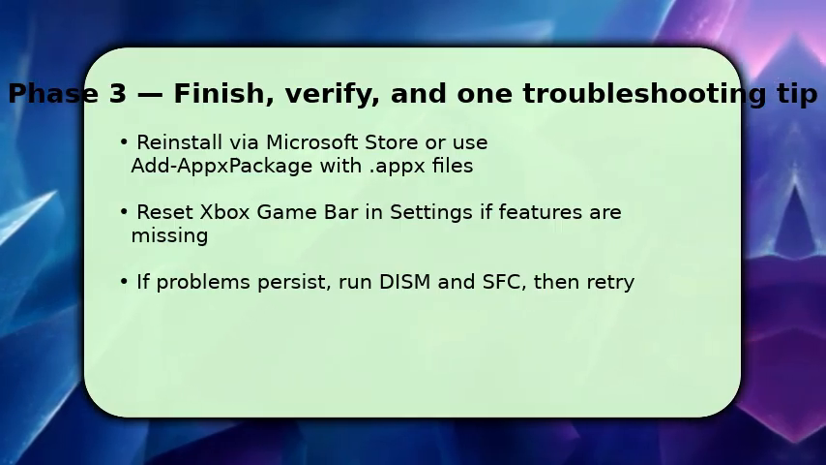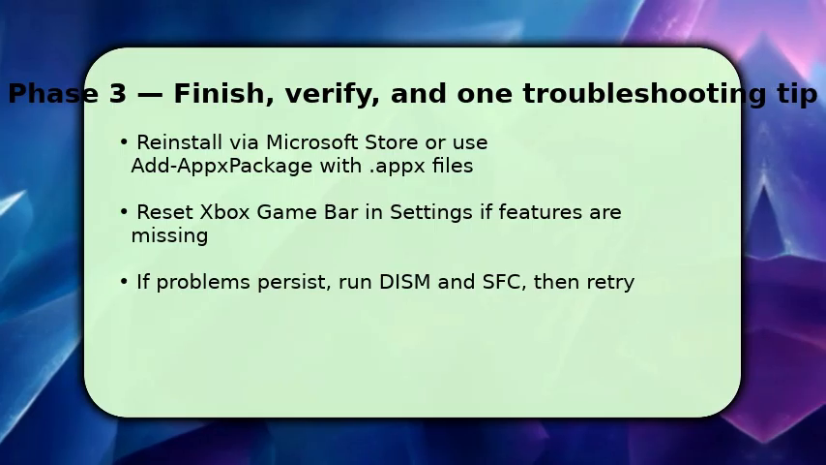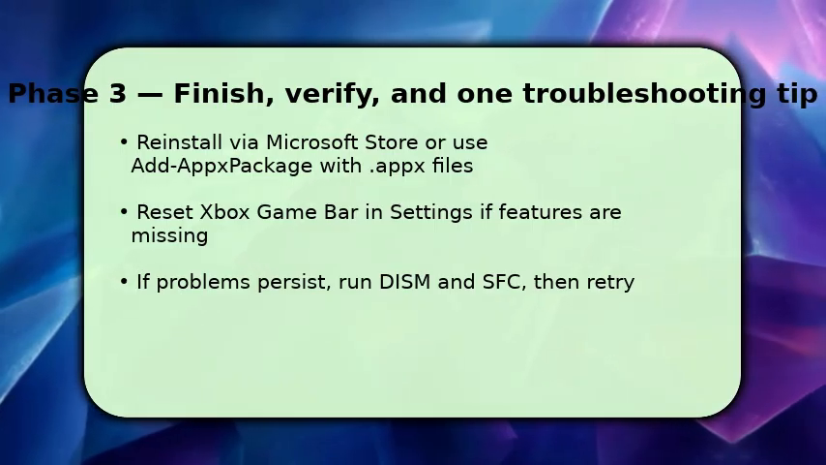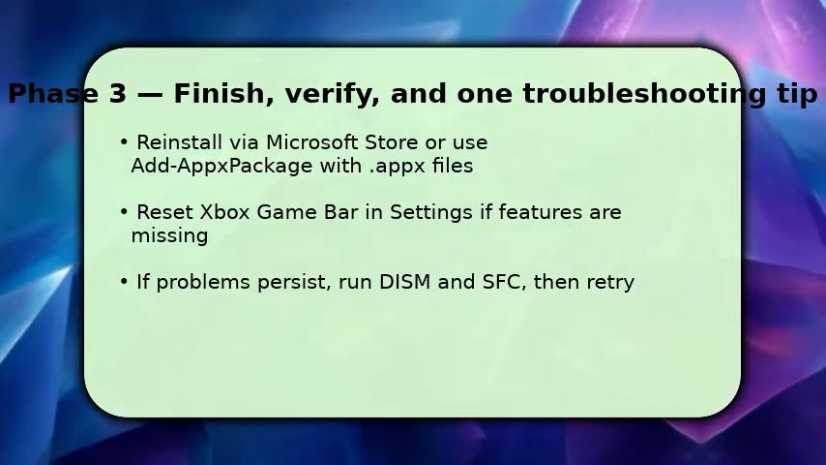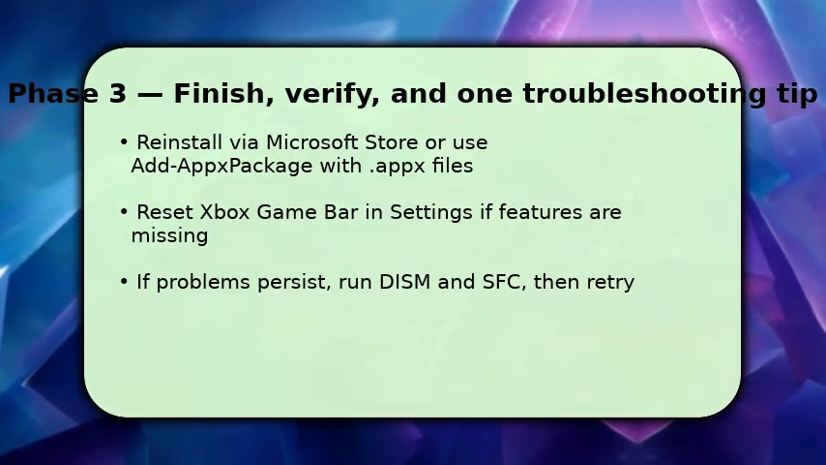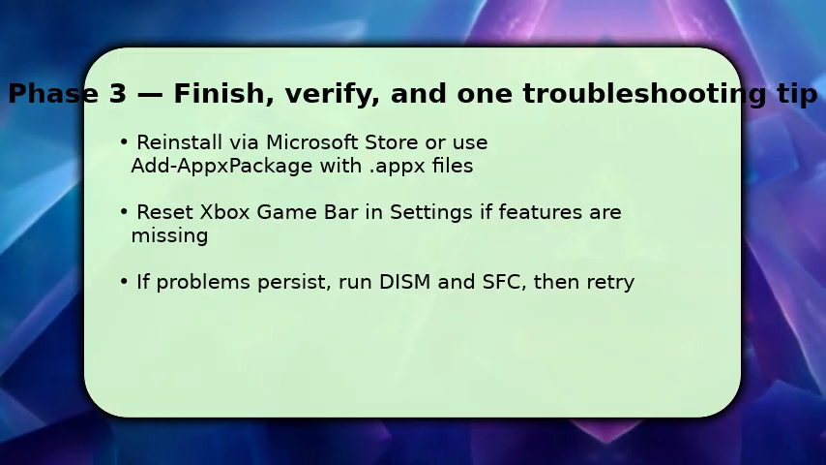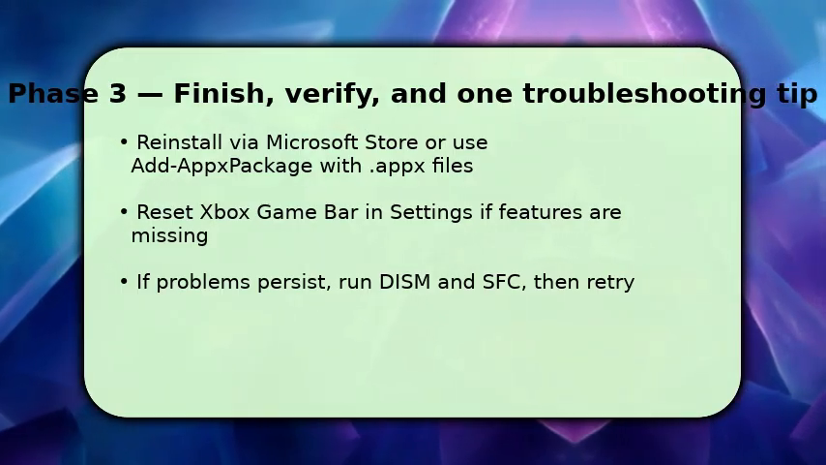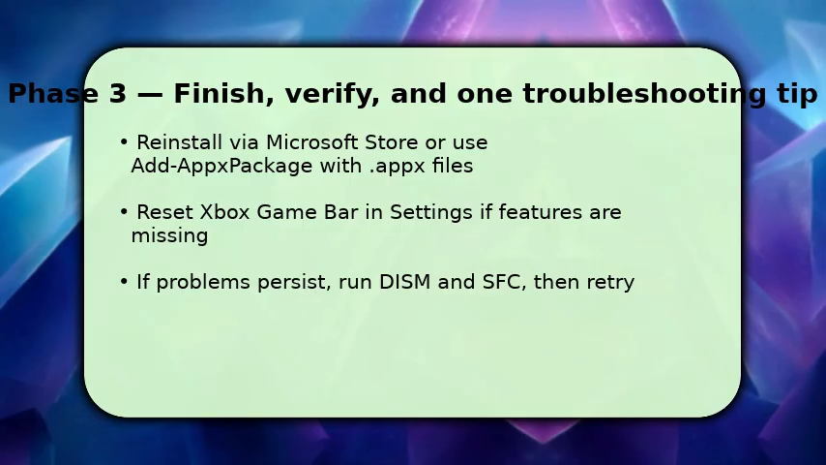If a feature is missing, go to Settings Apps Xbox Game Bar Advanced Options and click Reset. If reinstall still fails, run DISM and SFC to repair system files: dism /online /cleanup-image /restorehealth, and sfc /scannow, then reinstall.